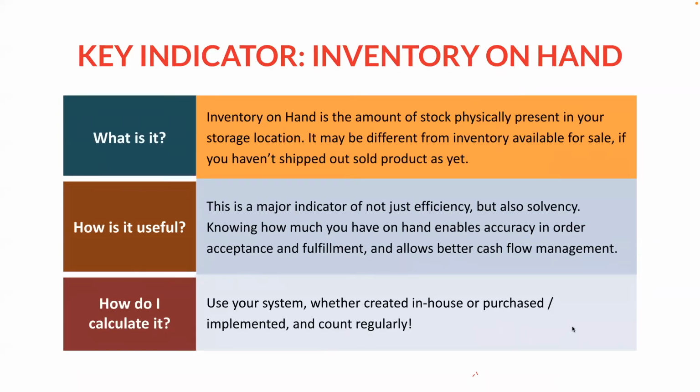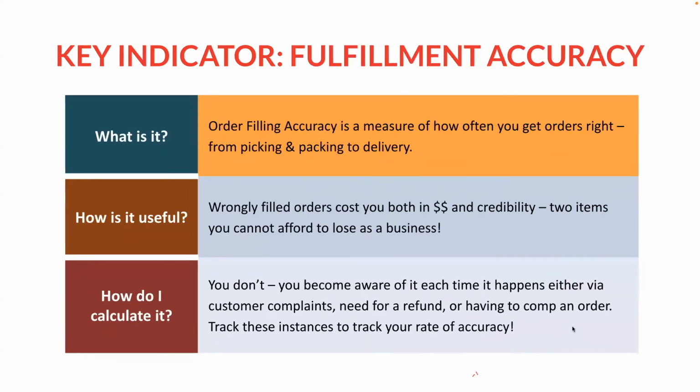Another indicator that we find useful is the fulfillment accuracy. Fulfillment accuracy is a measure of how often you get the orders right. It starts at picking and it goes all the way through delivery. So this is how correct your team fulfills the orders. Do they mix up the different weights of the same cut style, for example?